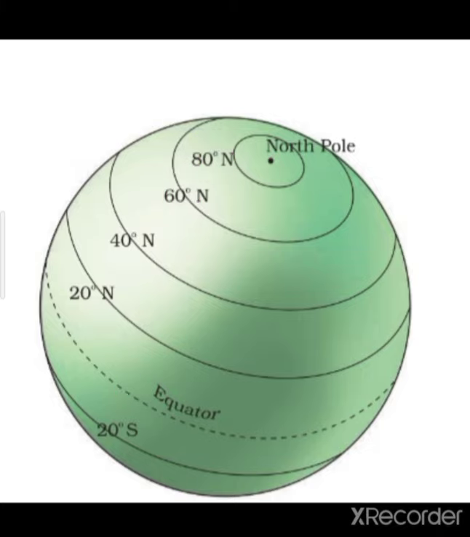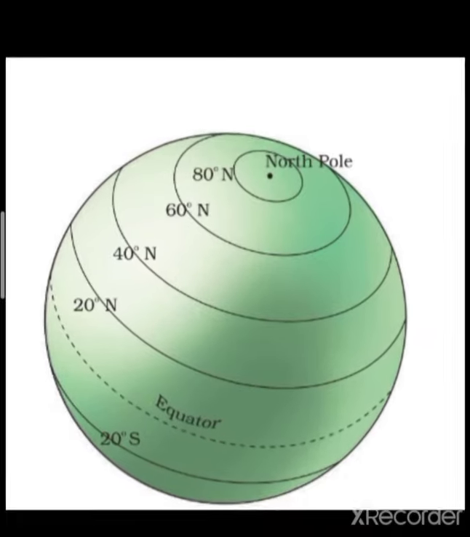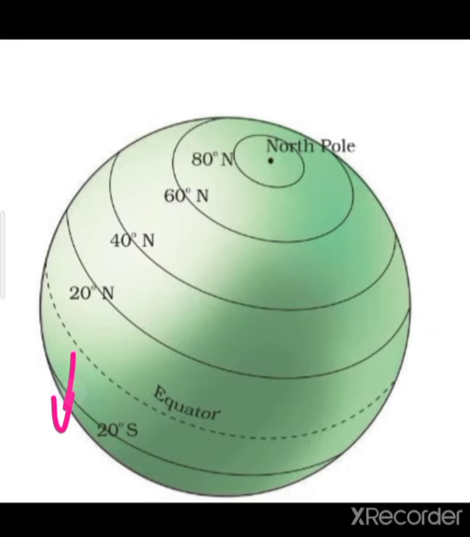If you move downside, to the south pole side, it is 20 degrees south, 40 degrees south, 60 degrees south, 80 degrees south, and the south pole. In this way, this is present.